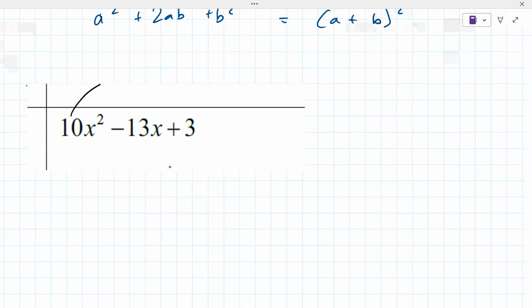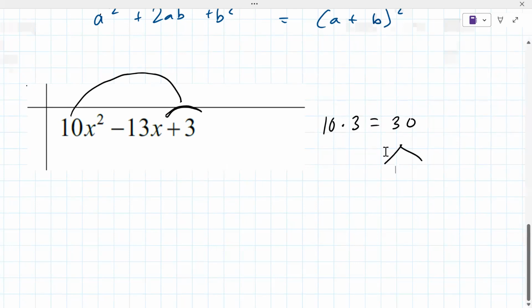So in this case, you take the first number and multiply it by the last one, which includes the sign. 10 times 3 is 30. You're looking for two numbers that multiply to 30 but add to negative 13. That's the key there: they add to negative 13.